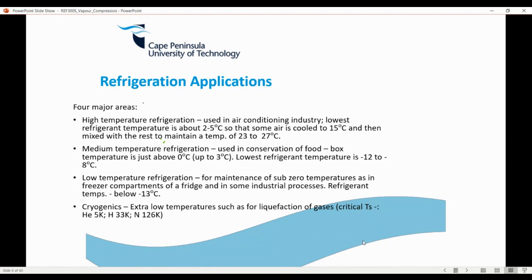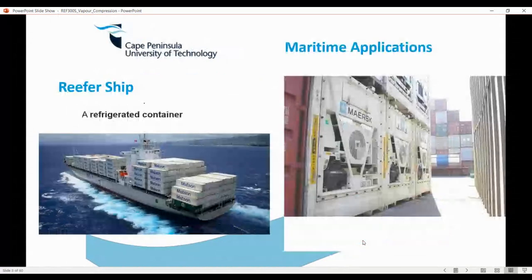And we have low temperature, which is very extreme, and this is more for industrial processes, keeping things much colder, maybe freezing. And we have cryogenics, which normally means liquid nitrogen, with very, very cold temperatures in the region of minus 196 degrees. So refrigeration is a very useful thing. For the maritime industry, you've obviously heard of a reefer, which is a ship that carries a lot of refrigerated containers. I'm sure you've heard of that. I'm not sure what else is important in maritime application.